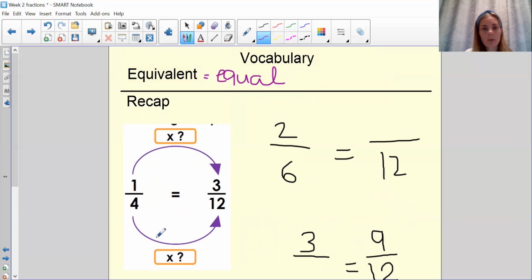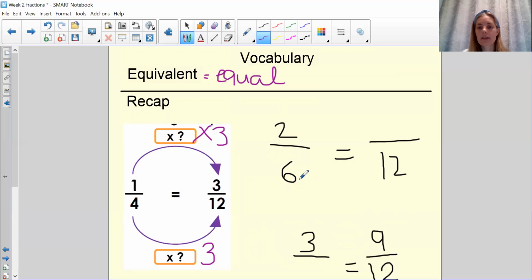So whatever I do to the one number, I need to do to the other. So what have I done to the 4 to get 12? I've multiplied it by 3. And remember, we draw this arrow to show which direction we're moving in. So if I'm going 4 to the 12, I need to put times 3, okay? And so whatever I do to the one number, I need to do to the other. So my question mark would be the 3. And I can go and double check. 4 times 3 is 12. 1 times 3 is 3. So I'm very happy with that answer.